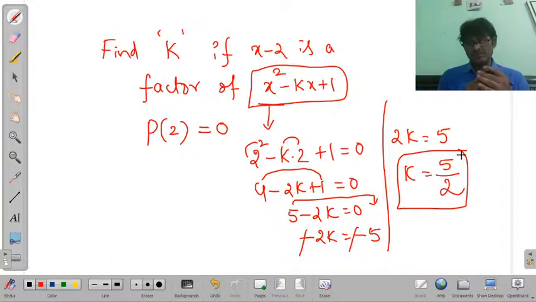Many students said that k equal to minus 5 by 2. You please check that one.